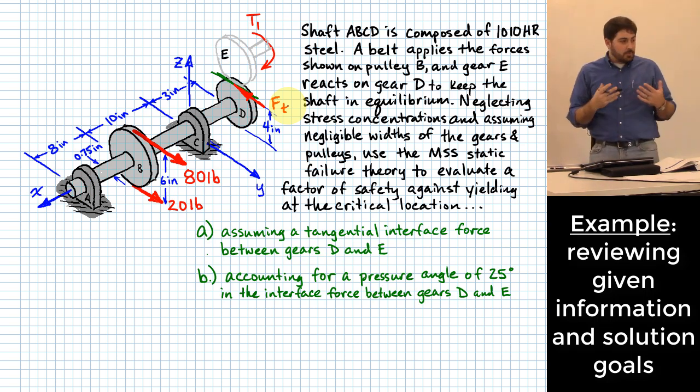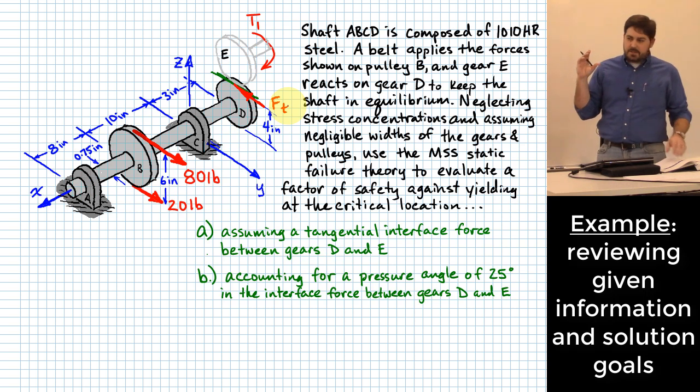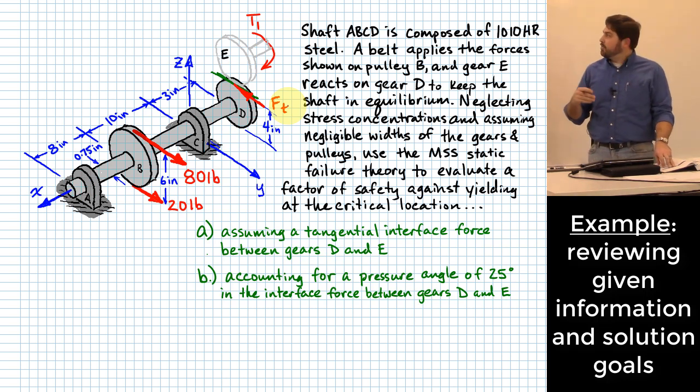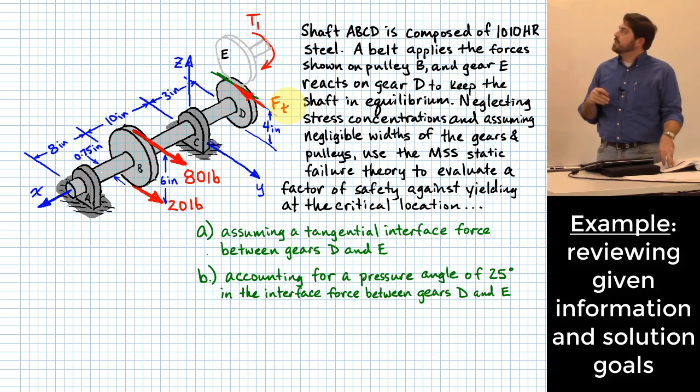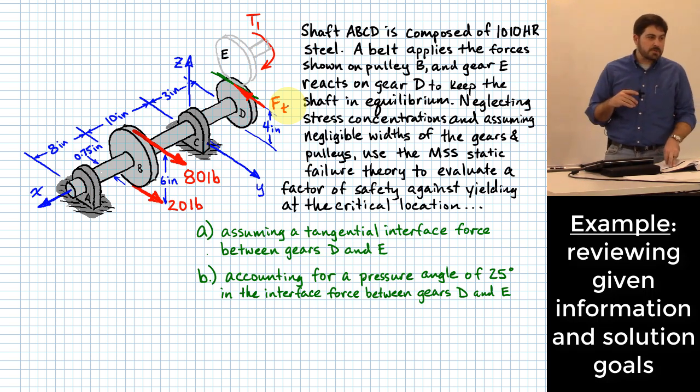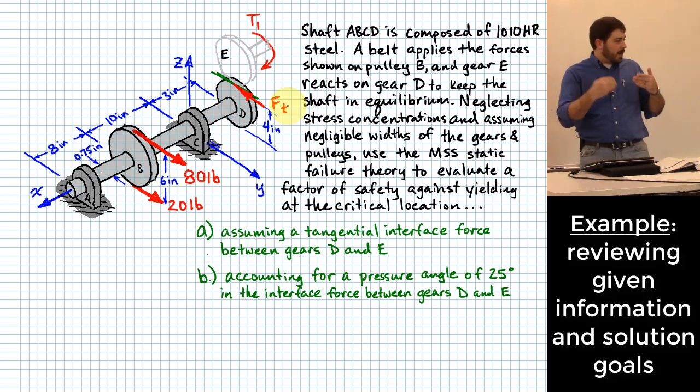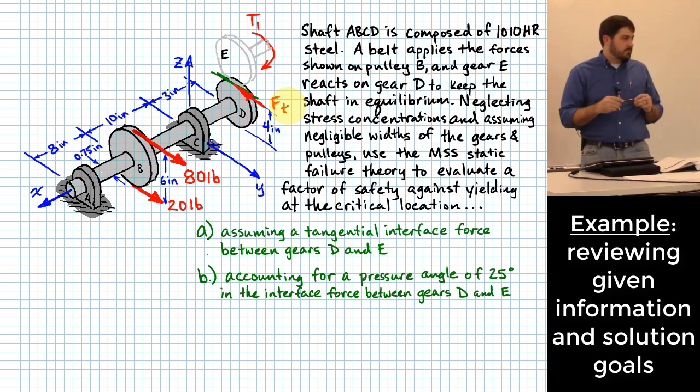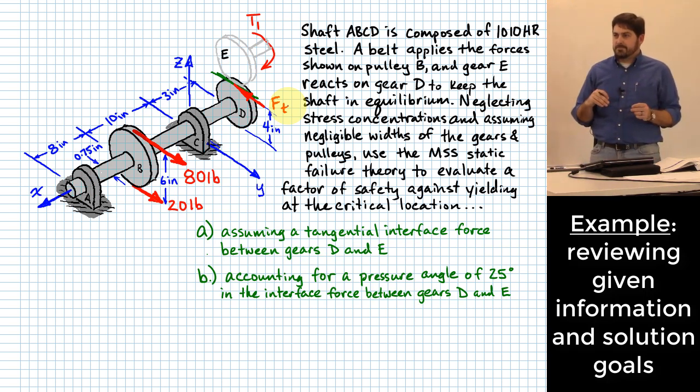It turns out that with real gears, you have more than just a tangential force being applied between real gears. Real gears have what's called a pressure angle that exists between them, and that creates not just a tangential component of a force, but also at the same time a radial component of force. And that complicates this just a little bit when you have to consider both of those as opposed to ignoring the radial component. With me so far? Okay, so what do you think we want to do first for part A?